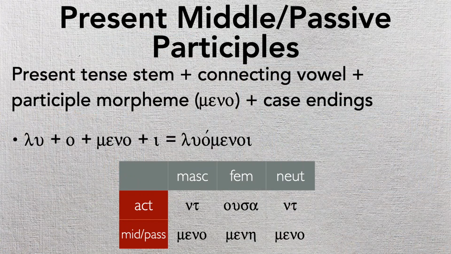Okay, so if we're going to build a present middle passive participle, we're going to have a present tense stem. We're going to have that connecting vowel again. We're going to have the participle morpheme. In this case, it's the mena or the mene, depending on if it's masculine or feminine. And then our case endings. So we get luomenoi, okay, luomenoi. That's what it looks like. Let me show you the paradigm for that.